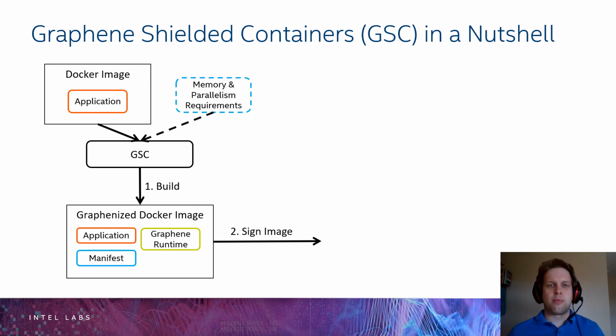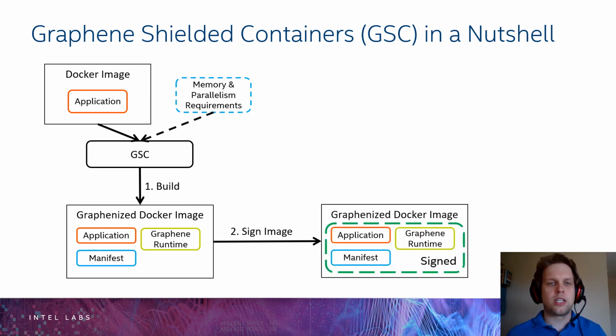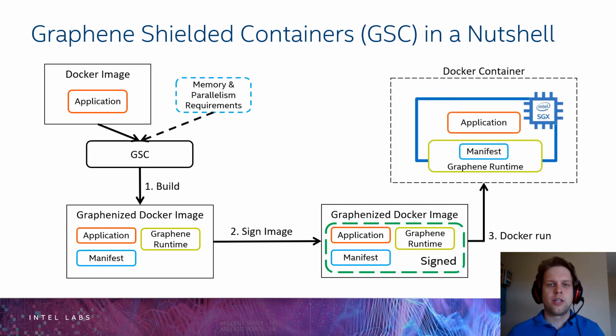All SGX applications have to be signed by the developer's key. GSC signs applications in the runtime and the manifest in a second step to ensure that the user's signing key is never part of the persistent image. The signed image can then be started via a regular Docker run command, which starts the Graphene runtime. The runtime loads the manifest, which then starts building the enclave according to the manifest specification and starts running the application.